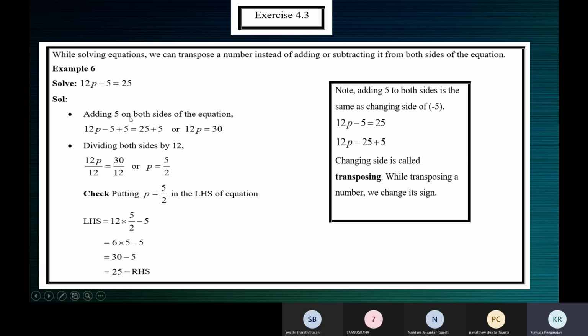Here is how we normally solve it. We add 5 to both the sides, and that will give us 12p is equal to 30. Now we divide both the sides by 12, and we get p is equal to 5 by 2. Now what can you say about 5 by 2? What is 5 by 2 for the equation, children?